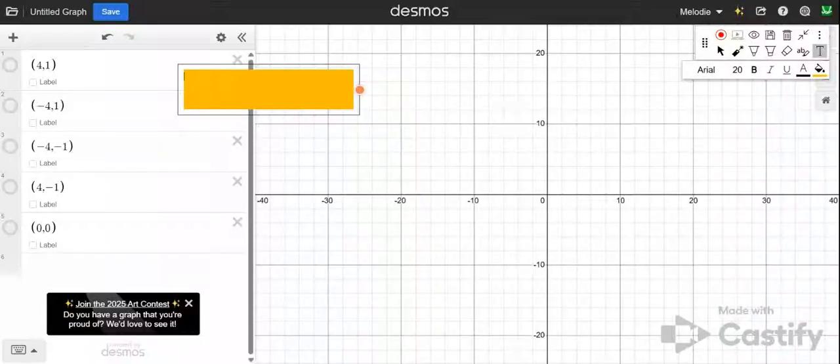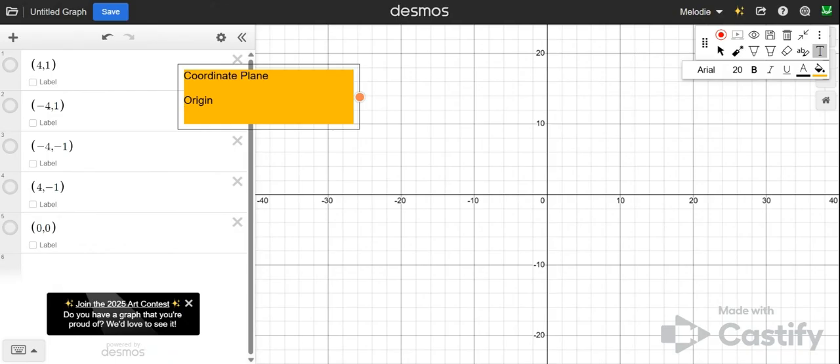Hey team, we are going to do a super fast review of the coordinate plane. The coordinate plane is what you see on the screen. I'm using the Desmos version. There are a couple vocabulary words with the coordinate plane: origin, x-axis, y-axis, and quadrants. So let's talk about those real quick.